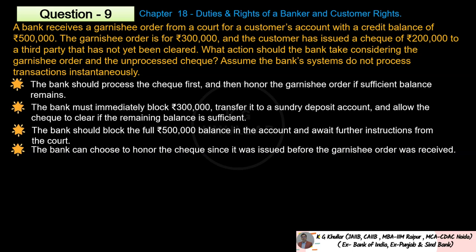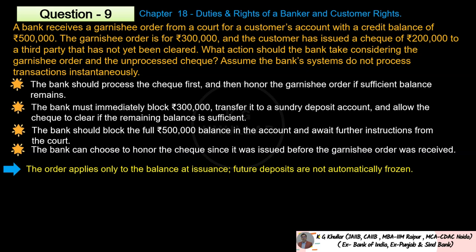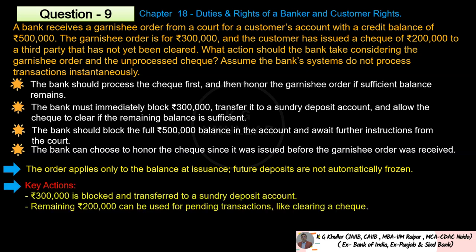Now friends, please note, when the garnishee order is issued, the bank is legally required to freeze the specified amount in the customer's account. In our case, the bank must immediately block rupees 3 lakhs as directed by the court and transfer it to sundry deposit accounts, also ensuring that no withdrawals affect the blocked amount. Since the garnishee order is only for rupees 3 lakhs and the account balance is rupees 5 lakh, the bank can clear the customer's pending rupees 2 lakh check using these remaining funds. The bank is not allowed to freeze more than the specified amount, allowing operations to continue on the remaining balance while fulfilling its legal obligations.